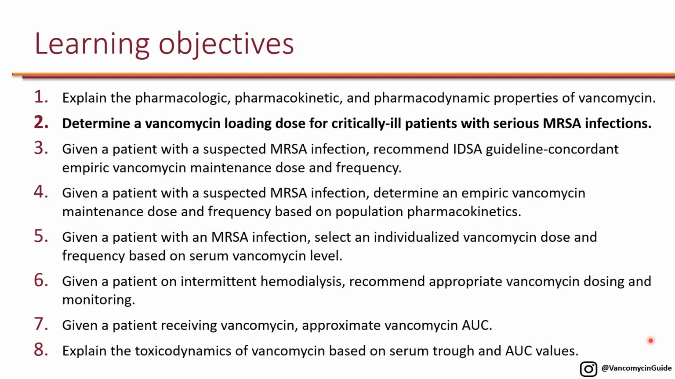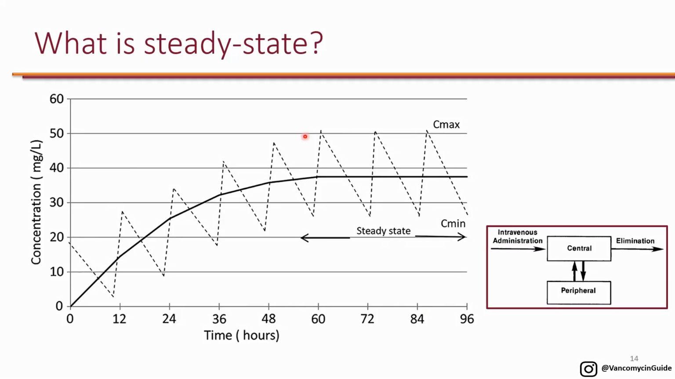We looked at the PK/PD of vancomycin. Now the next learning objective is determine a vancomycin loading dose for critically ill patients with serious MRSA infections. What is steady state? Steady state is the point at which the rate of drug administration is equal to the rate of drug elimination and the concentration of drug is constant. Now, steady state is based on the drug's half-life and it occurs after approximately 4 to 5 half-lives.